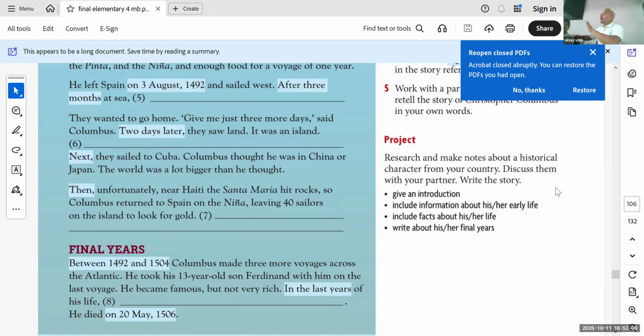Coming back. The whole purpose was just to tell you that now, silence. You guys need to pay attention to the verb and what comes after the verb. See, hit. Santa Maria hit rocks.